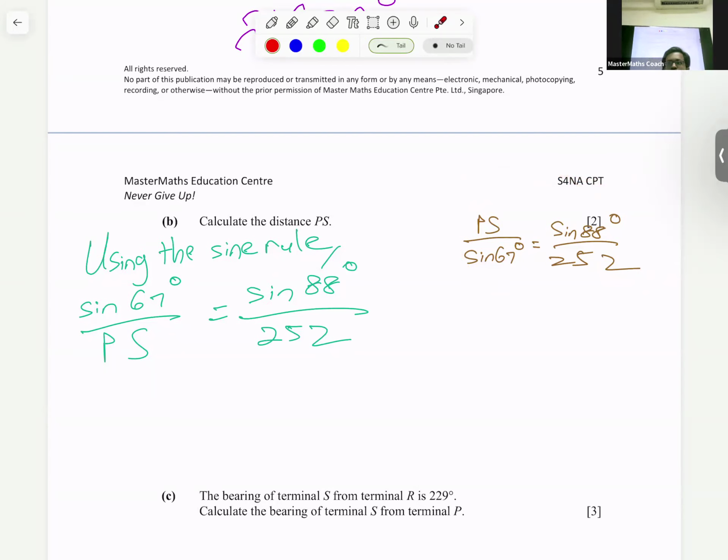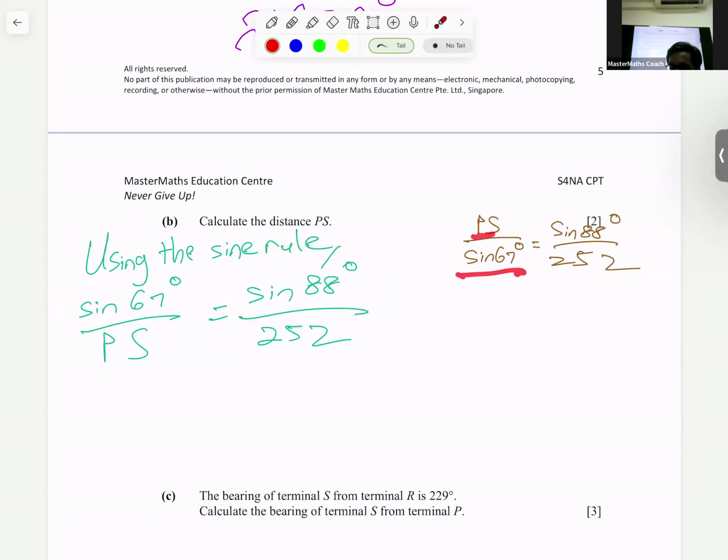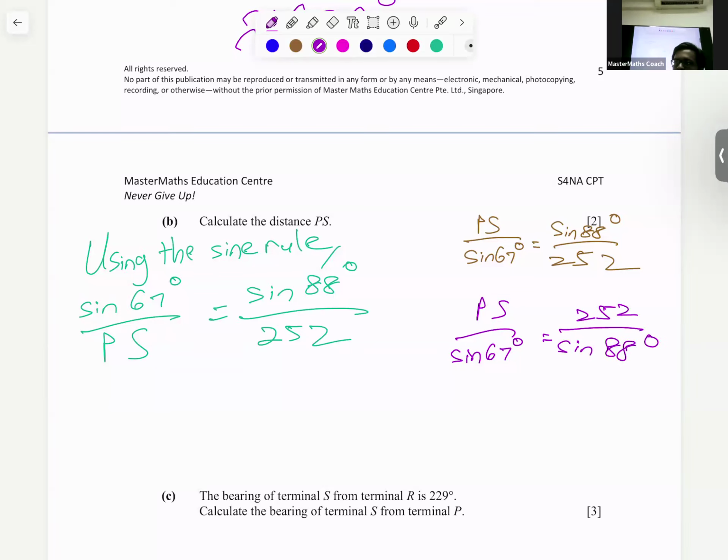Guys, I said before, okay? So please remember this. You have the angle as your numerator, you must have your angle as a numerator here also. So here you have your side, here you also have your side. But you see over here, I have my side as my numerator, angle as denominator, then angle as numerator, side as denominator. It's not consistent. Okay, it's wrong. But this is correct. I can have PS over sine 67 degrees equals 252 over sine 88 degrees. This one can.